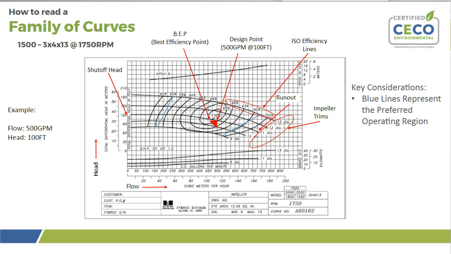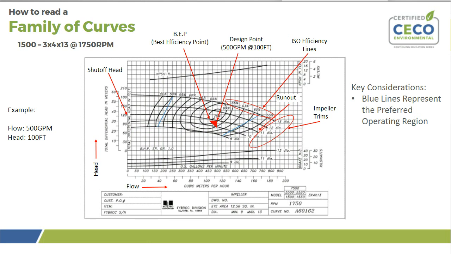So we'll just go through again. I mentioned before that the flow is on the x-axis. We have that in multiple units. Best efficiency point. So that's an important term. Please remember it. BEP stands for best efficiency point. And you can see that on this particular curve, the best efficiency point looks to be very close to our design point.